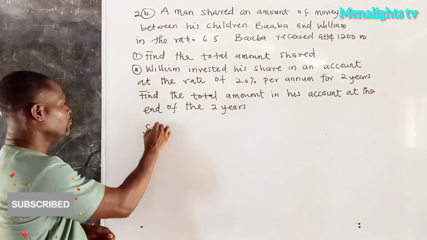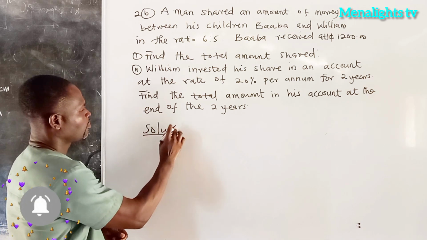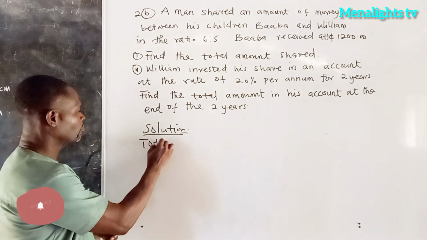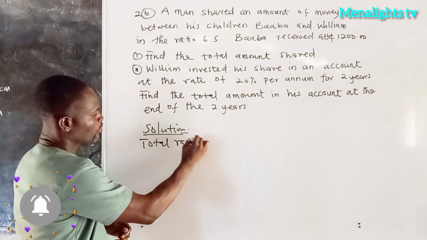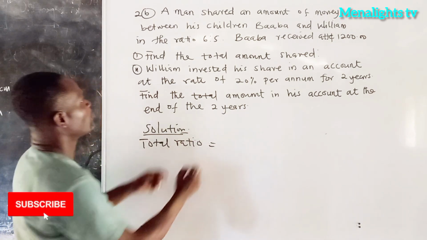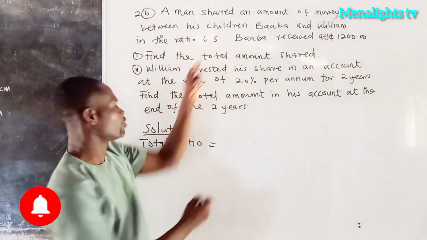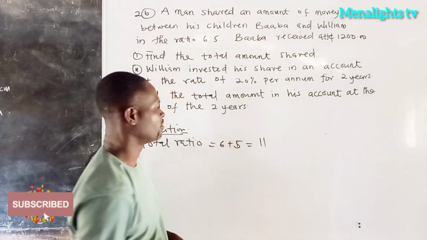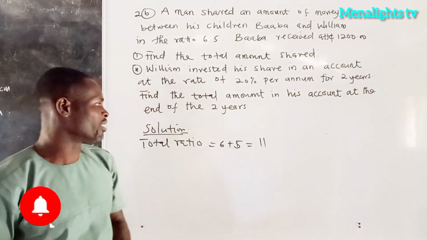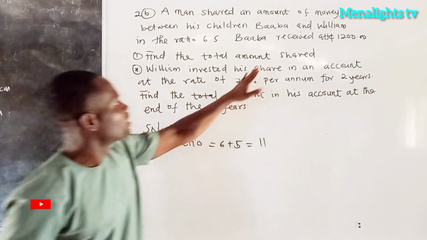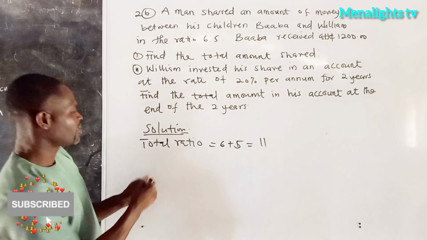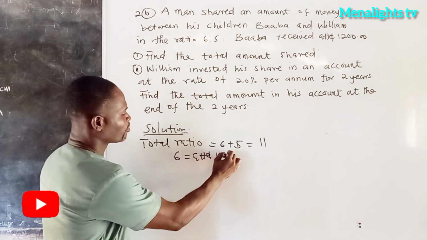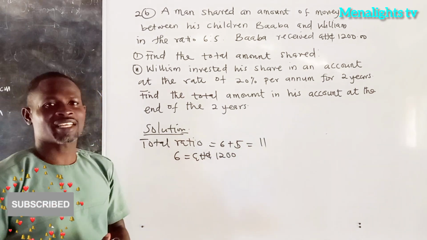So we go. We have to find the total ratio. So the total ratio will be 6 plus 5, and that will give us 11. So 11 as the total ratio there. So Baba received 1,200. So it means that 6 parts is giving us 1,200. So 11 parts, how do we get the 11 parts?